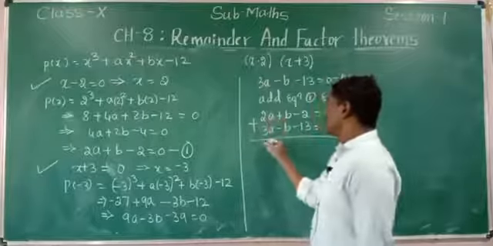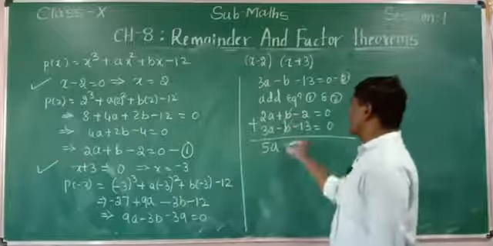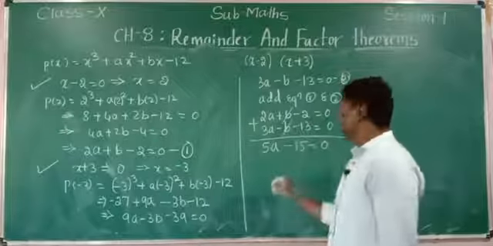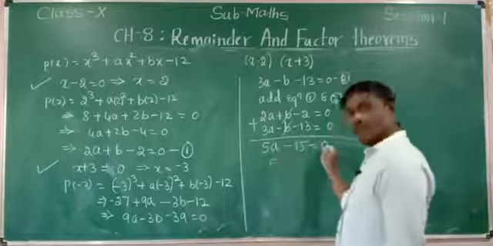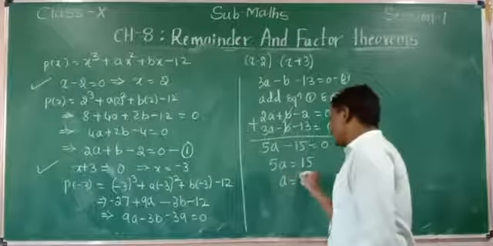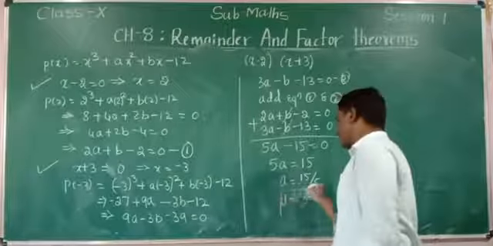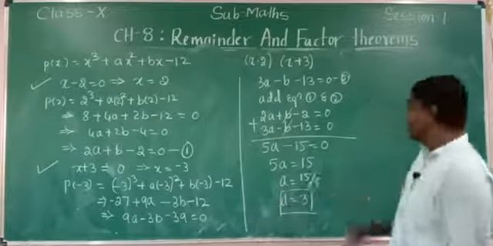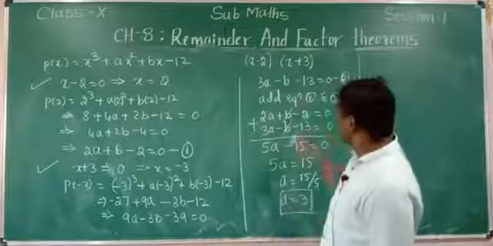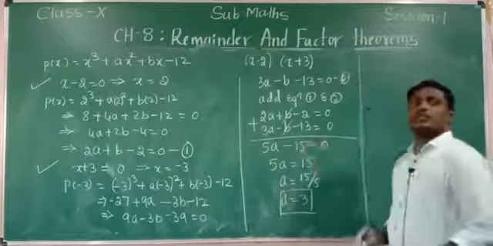2a plus 3a is 5a, plus b and minus b get cancelled, minus 2 minus 13 is minus 15, which is equal to 0. Now 5a minus 15 is equal to 0, then 5a is equal to 15, a is equal to 15 by 5, a is equal to 3. Once you get the a value, substitute it either in equation 1 or in equation 2, you will get the same answer for b.